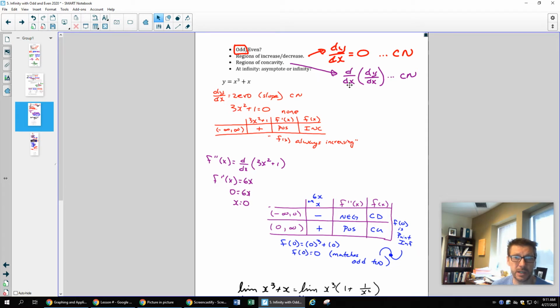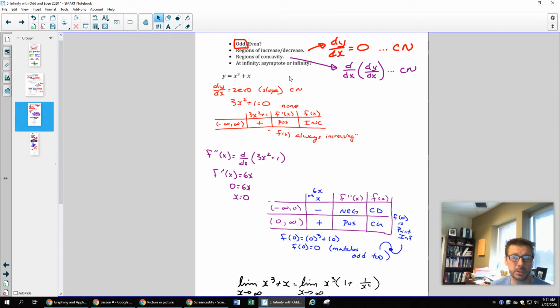Regions of concavity, so we're going to find a second derivative. Again, find some critical numbers for our second derivative, and based on that, hopefully find some points of inflection. And then we want to talk about what's happening at infinity. Do we have asymptotes at infinity, or are we going to infinity? The fact that this is not dividing by 0 means we're not going to have a horizontal or vertical asymptote. So we want to figure out if we're going to positive infinity or negative infinity.